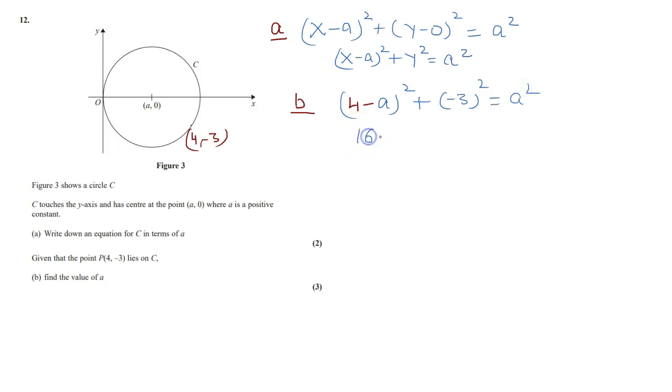So this is 16 minus 8a plus a square plus 9, 3 square is 9. So a square cancels. 16 plus 9 is 25, which is equal to 8a. So a will be 25 over 8.